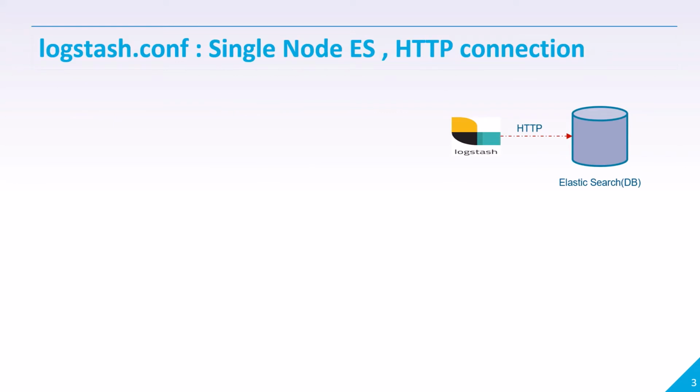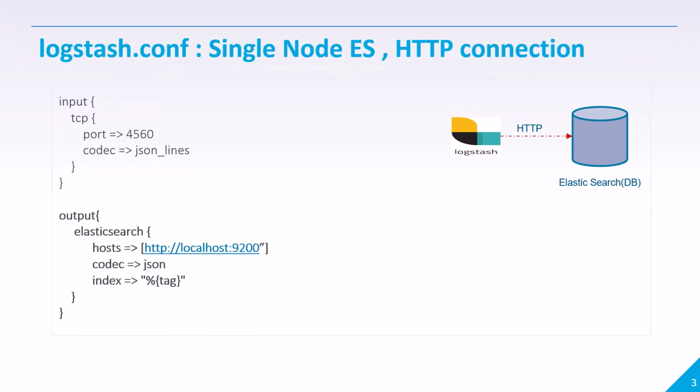Here is the configuration of single node Elasticsearch with HTTP connection over in Logstash. Here is the input, which is getting input from Logstash. That's the configuration. And apart from that, we need to provide the output to Elasticsearch. So it's mentioning the host name, and Elasticsearch is running on port 9200, putting the address here.